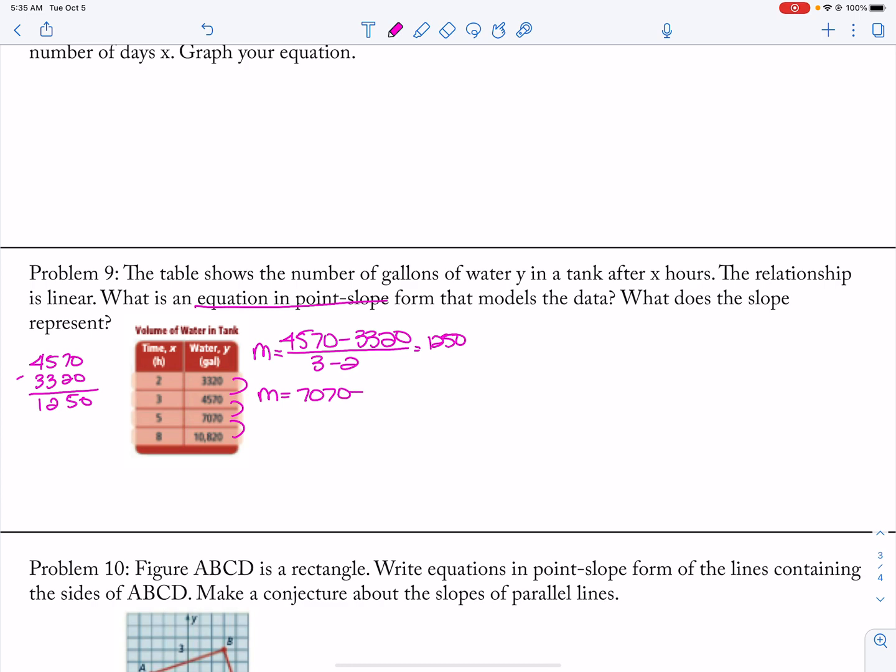770 and 4570 over 5 minus 3. Okay, so again, if you are struggling, do your arithmetic off to the side. So 2,500, and then this is the 2,500 over 2. So again, if you don't know your arithmetic in a real easy way, just go ahead and do your long division off to the side.